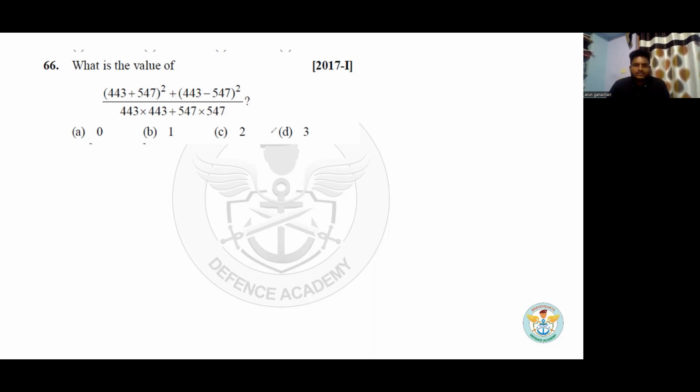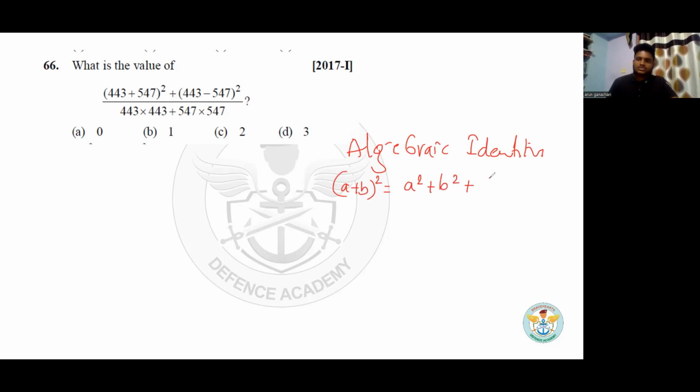How to solve this? This is a very easy question, provided you solve it using your identities. What are the identities? Algebraic identities. I gave you some formulas in the last class. A plus b the whole square, a minus b the whole square. What is a plus b the whole square? It is a square plus b square plus 2ab.